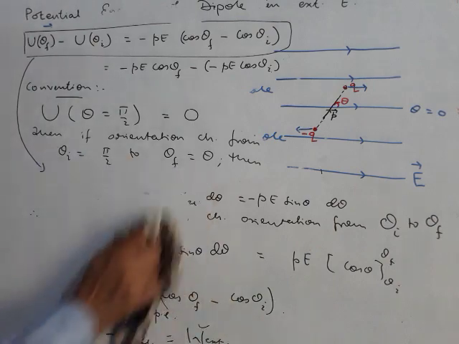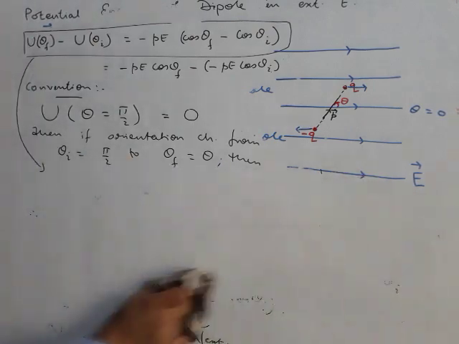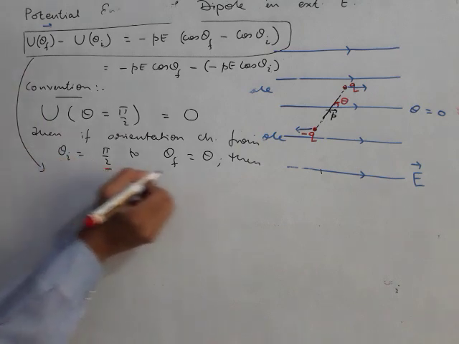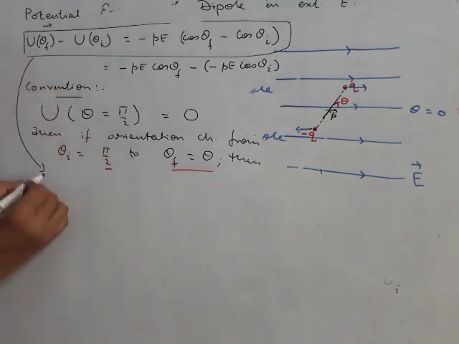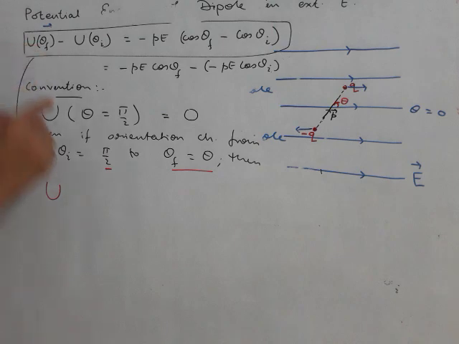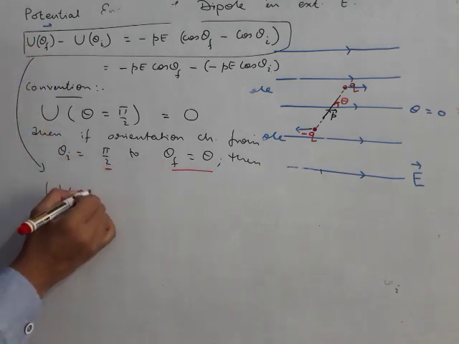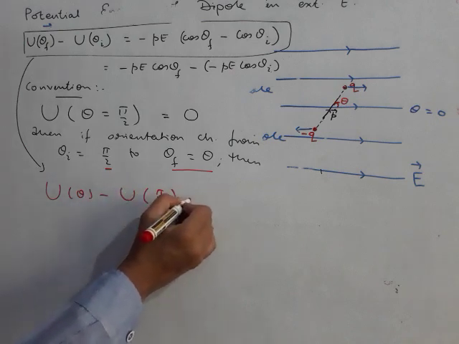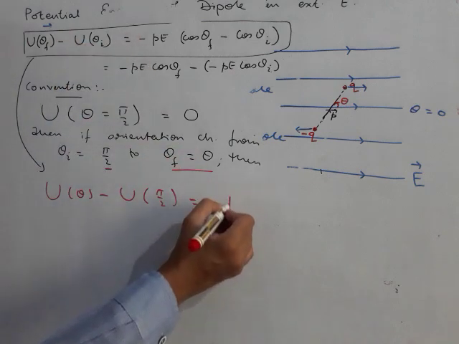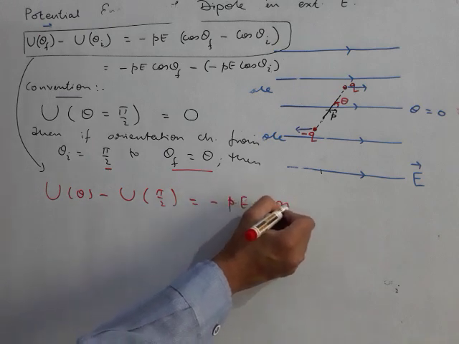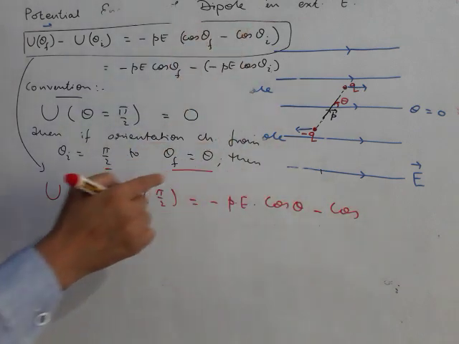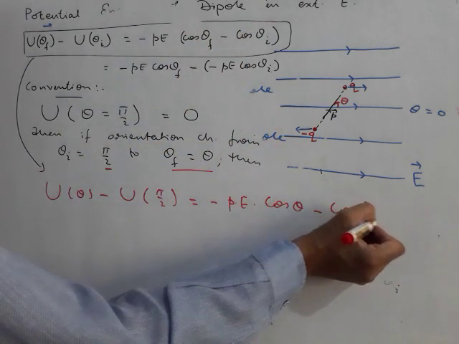So we will set theta i and theta f values to be pi by 2 and theta. Instead of theta i I will write pi by 2, and instead of theta f I will write theta in this particular expression. So what will we get? U of theta f, that means U of theta, minus U of theta i, that means pi by 2, is equal to minus p times e times cos of theta f, that means theta, minus cos of theta i, that means pi by 2.